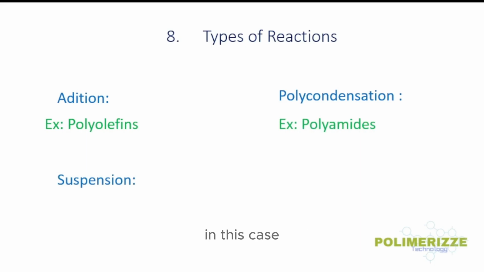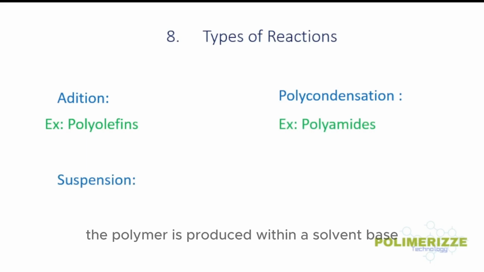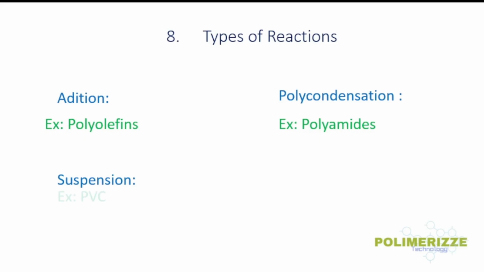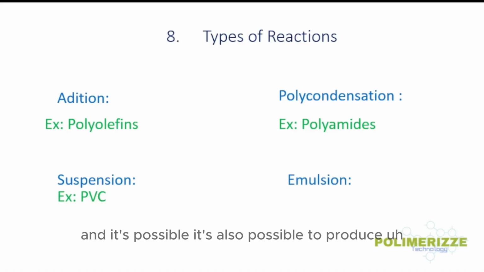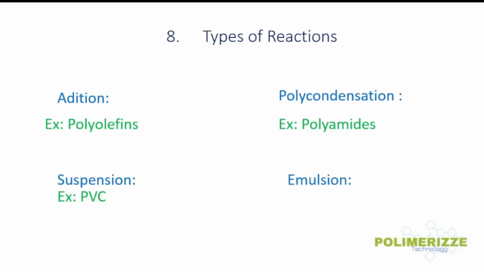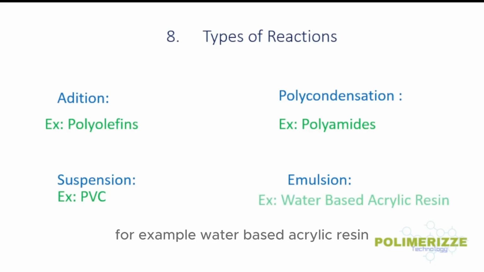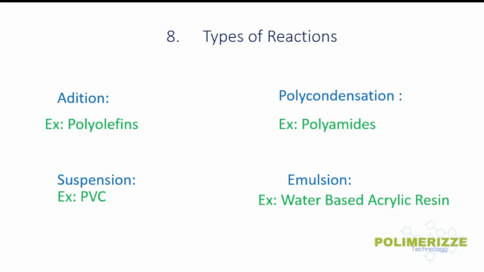Suspension polymerization. In this case, the polymer is produced within a solvent base. For example, PVC. It's a liquid phase polymerization. And it's also possible to produce polymers by emulsion polymerization. In this case, the polymer is produced within an emulsion. For example, water-based acrylic resin, a very common resin used for paintings and adhesives.